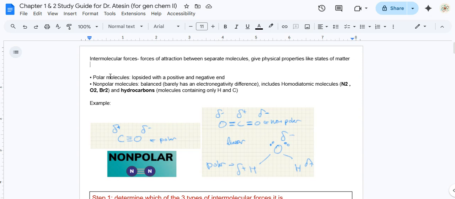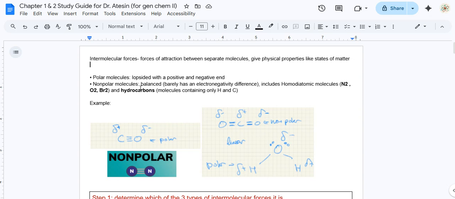Just to review what polar and nonpolar molecules are. Polar molecules are molecules with a positive and negative end. So they're lopsided that way. So CO is a polar molecule because there's a positive and a negative end. And H2O is also a polar molecule because there's a positive and a negative end. So it's lopsided and not balanced.